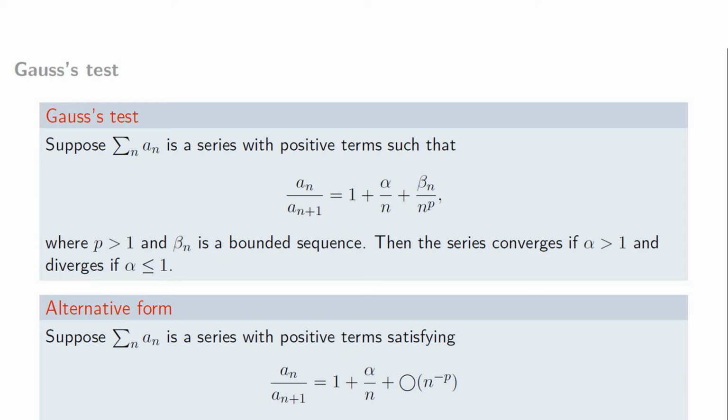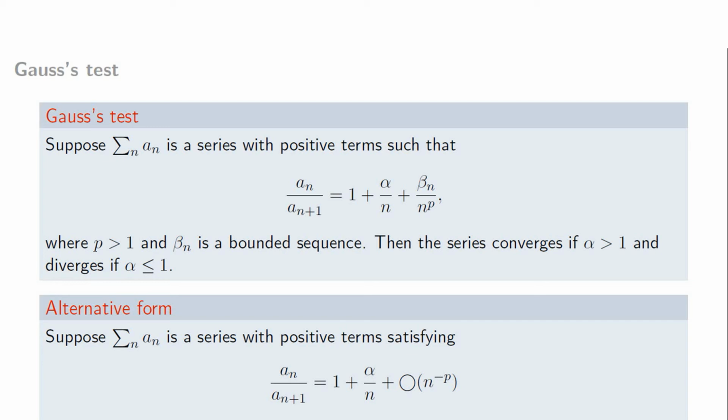Now, after introducing big O and small o notations, it is natural to consider an example in the field of series and sequence. So, we shall discuss Gauss's test using big O notation. Suppose we have a series with nth term an, with an positive, such that an by an plus 1 equals 1 plus alpha by n plus beta n divided by n to the power p, where p is greater than 1 and beta n is a bounded sequence.